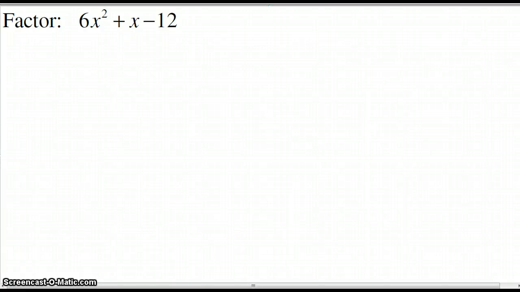Okay, we have to factor 6x squared plus x minus 12. And the complication with this is that there is more than one way to break apart 6x squared and multiple ways to break apart the 12, the factor of the constant term. And so, to avoid trial and error that could go on indefinitely, we want to come up with some other kind of method.